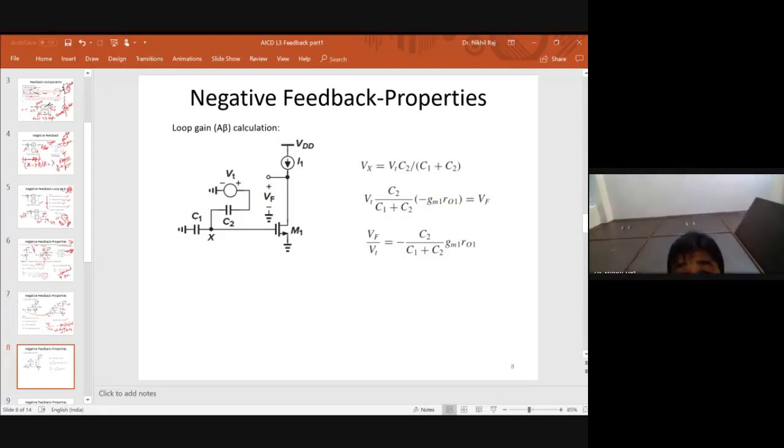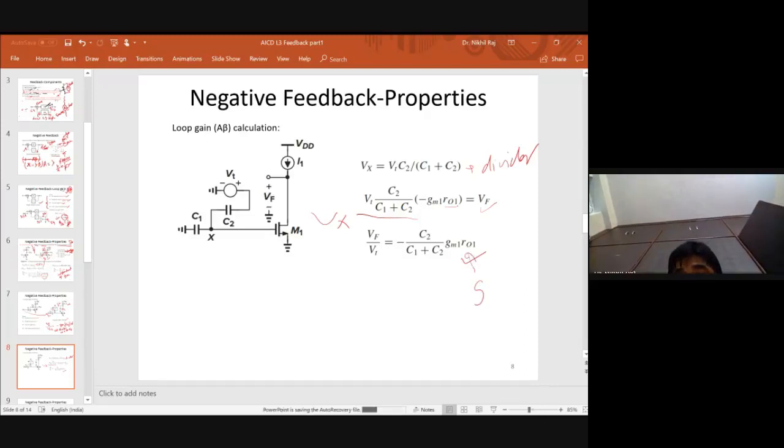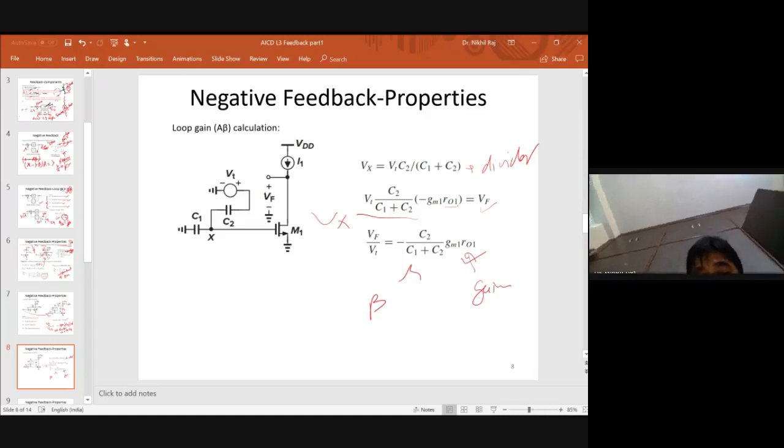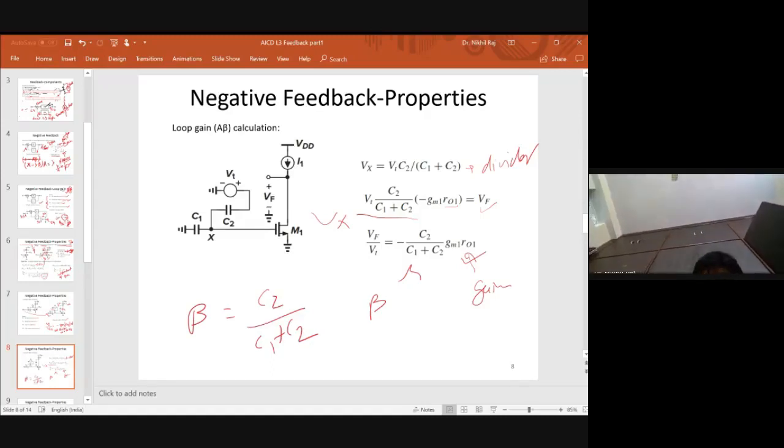So the calculation is shown here, that Vx is equal to the voltage divider. This is your divider rule, and then this is placed here in the equation of Vf. Vf is equal to minus Gm R naught into Vx, and then we got this value. Okay, so this was your gain and this is your beta. So what did we predict beta to be here? Beta is C2 by C1 plus C2.